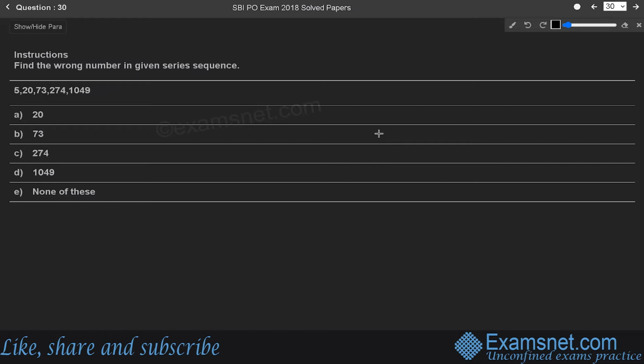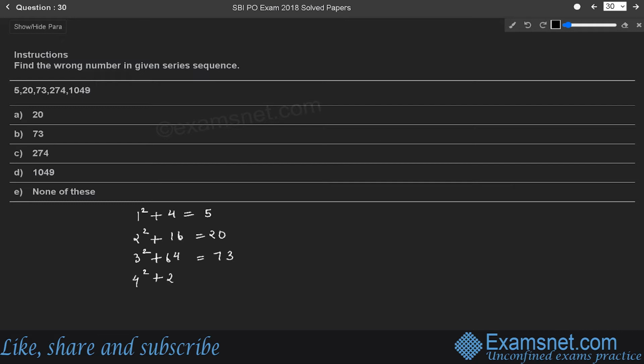Moving on to the next question. The numbers are 5, 20, 73, 274 and 1049. The pattern of the series here is 1 square plus 4 is equal to 5. 2 square plus 16 is equal to 20. Similarly, 3 square plus 64 is equal to 73.